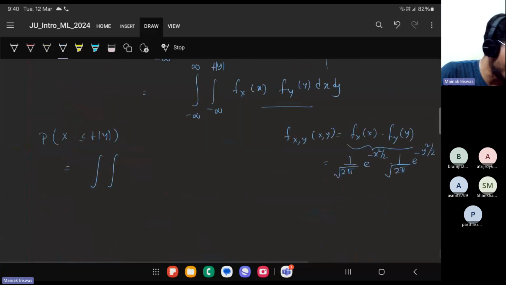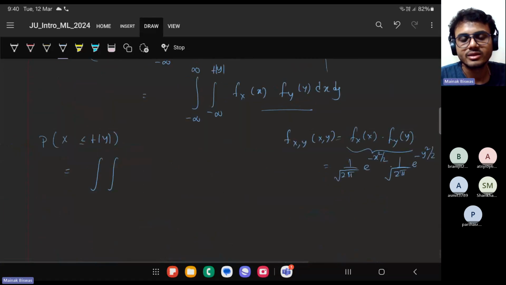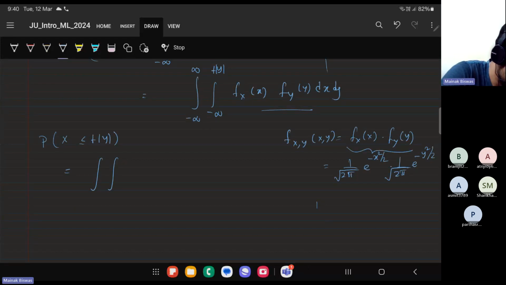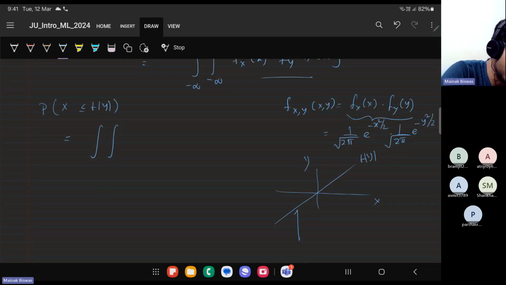Good. So now if they're independent, how will I write the integral? I have to find the area for x. If this is x, this is y, this is your ty, right? So all values of x leading from minus infinity to ty? Yes or no?